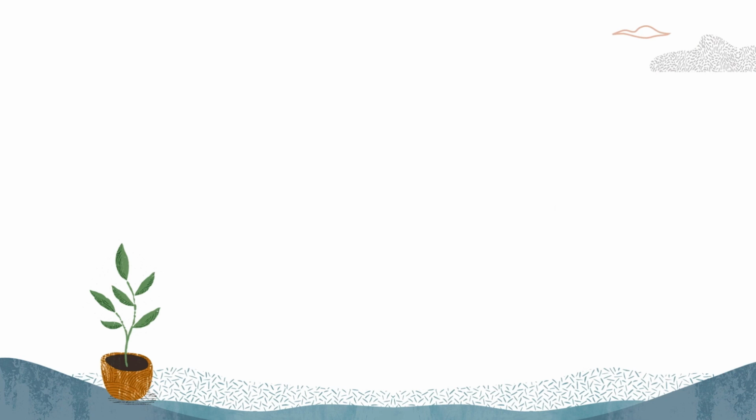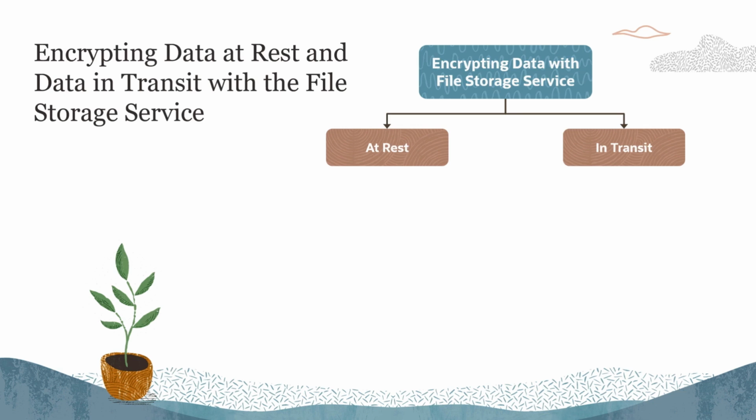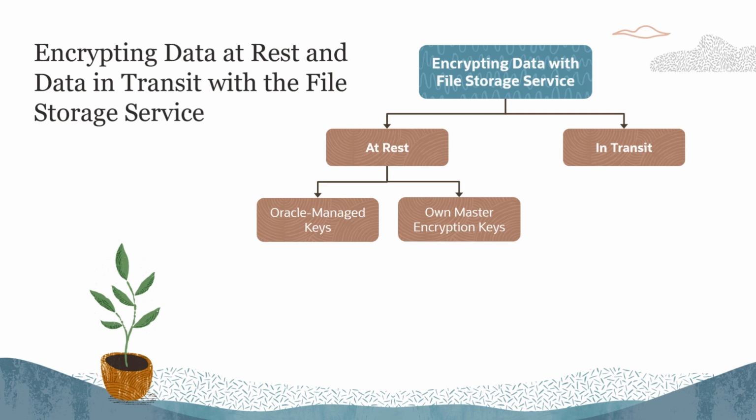Let's get started. In the realm of file storage service for provisioning persistent volume claims, the distinction between at rest and in transit encryption is crucial. By default, the service ensures data at rest is always encrypted using Oracle managed encryption keys. For those seeking to manage their own at rest encryption with personal master encryption keys, the process varies based on whether you are provisioning a PVC on a dynamically created new file system or an existing manually created one.